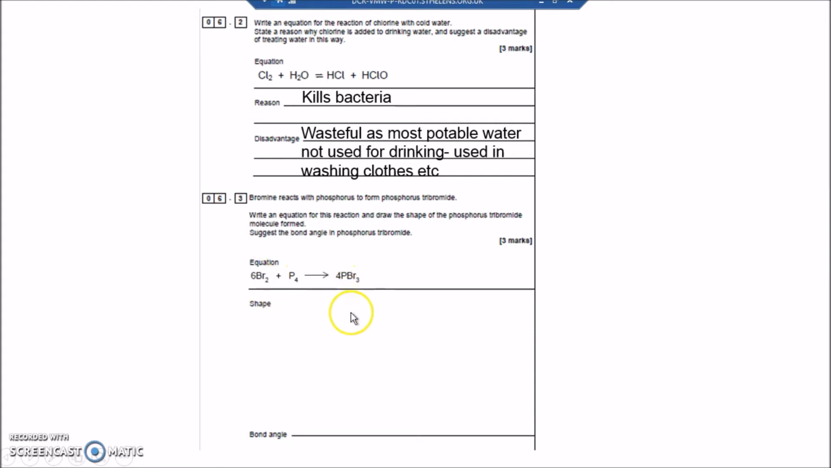What's the shape of PBr3? Well, let's have a look. Phosphorus is in group 5 of the periodic table. 3 of the electrons will bond and form 3 bonding pairs, and therefore you've got 2 electrons left over, 1 lone pair. If it were tetrahedral, with 4 bonding pairs, the bond angle would be 109.5. Every time you replace a bonding pair with a lone pair, you reduce the bond angle by 2.5. So 109.5, take away 2.5, leaves 107.